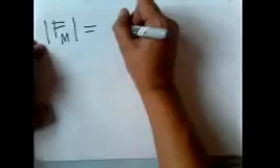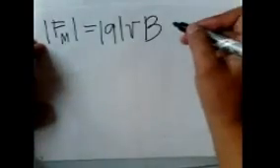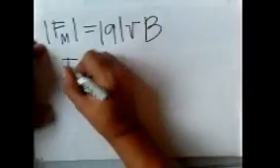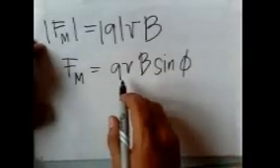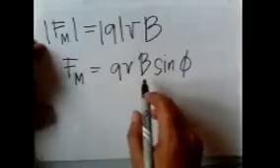So to sum up the four characteristics of the magnetic force, the magnitude of the magnetic force F_M is proportional to the charge Q, depends on the velocity V, and is proportional to the magnetic field B. So the magnitude of magnetic force is equal to Q V B sine phi, where phi is the angle between the velocity of the particle and the magnetic field B.